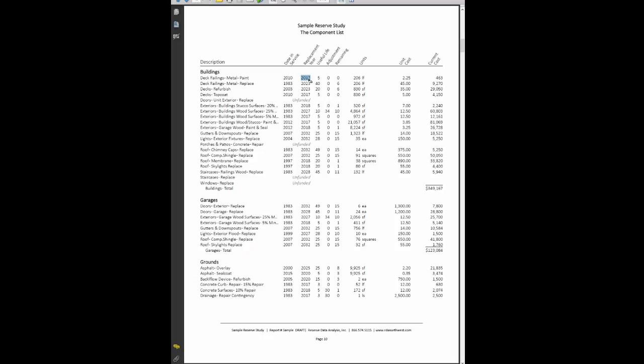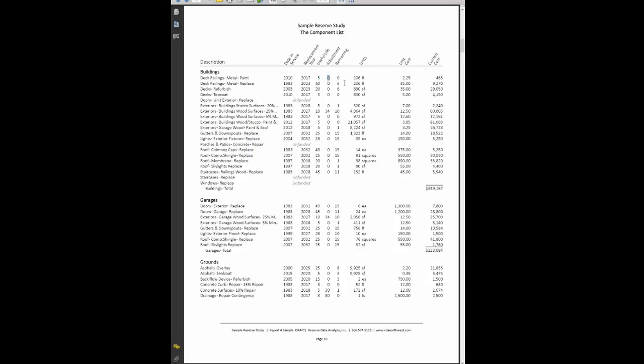In this case, this component is to be replaced this year. The useful life, so in this case it's deck railings, metal paint. That means a useful life of every 5 years. We're recommending these deck railings be painted.